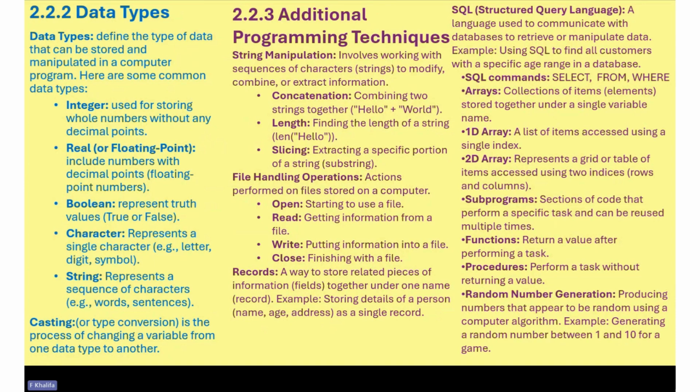Additional programming techniques. String manipulation involves working with sequences of characters or strings to modify, combine, or extract information. Concatenation is combining two strings together. Hello plus world would give us hello world with no gaps in the middle. Length, finding the length of a string is len hello. So that would tell us how many characters we have in that string or what the length of it is.